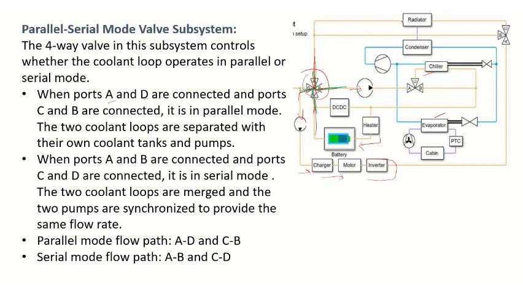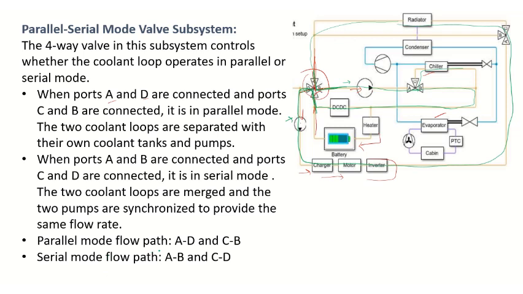Means you can see here the radiator. This is the direction, pump, and it is subdividing to the chiller, and it is coming back in this fashion. And again it is going to D. So it's going in this fashion. So all are connected in series mode, or serial mode, right? So the two coolant loops are merged and the two pumps are synchronized to provide the same flow rate. So these two pumps and all the components are in serial mode, so they should produce the same flow rate now.